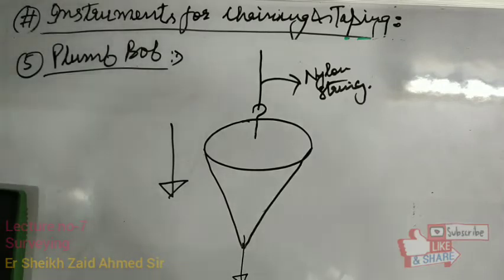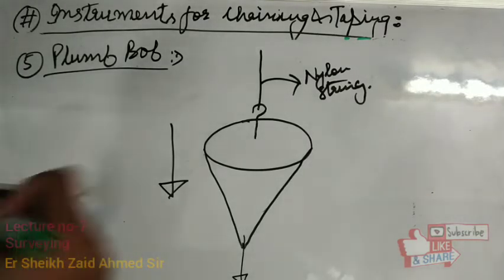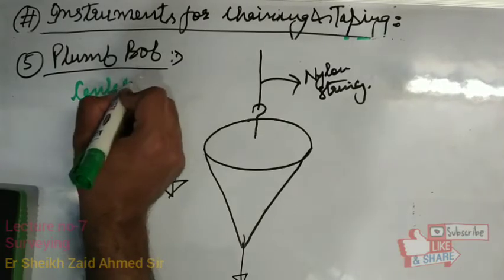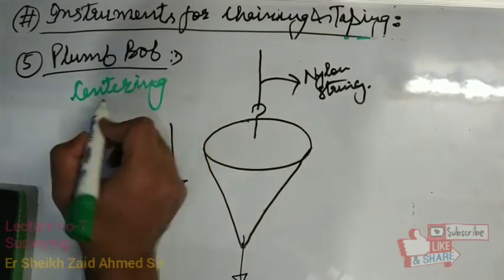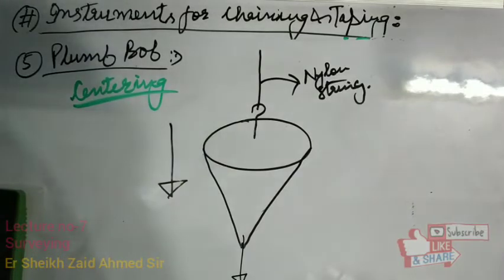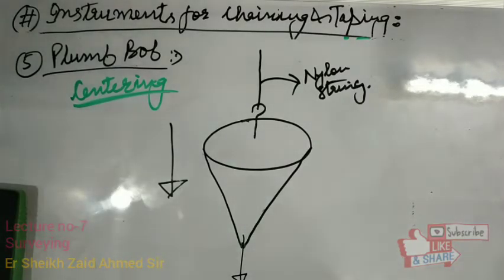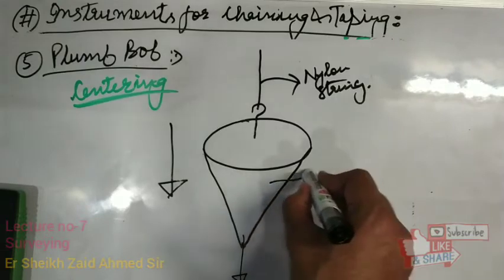Now coming to its main use. The main use of the plumb bob in surveying is in the centering of various instruments. We will discuss this term, centering. So remember, for centering of various instruments, plumb bob is used. Instruments like theodolite, magnetic compass, plane table, and other instruments.